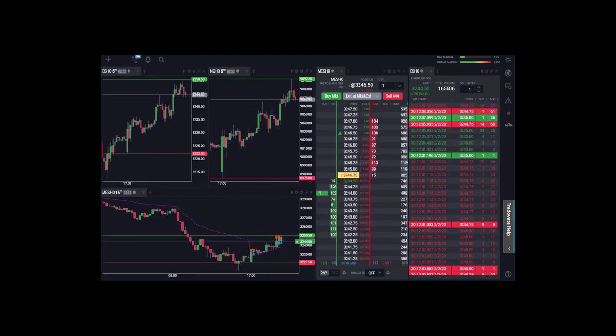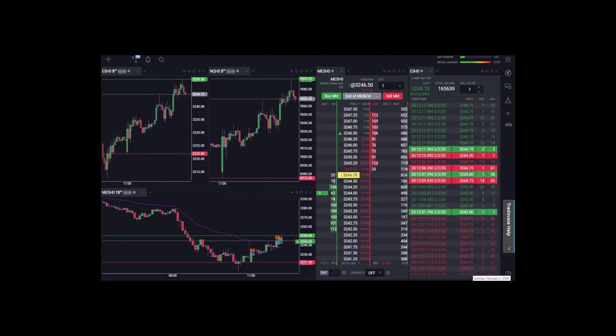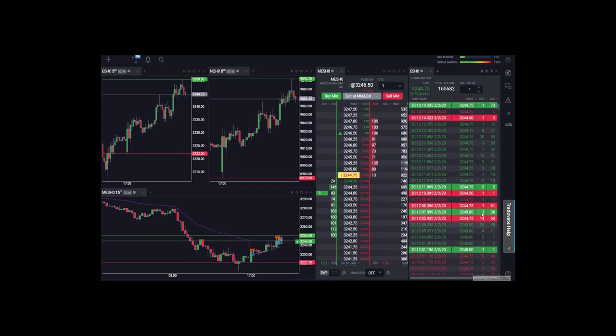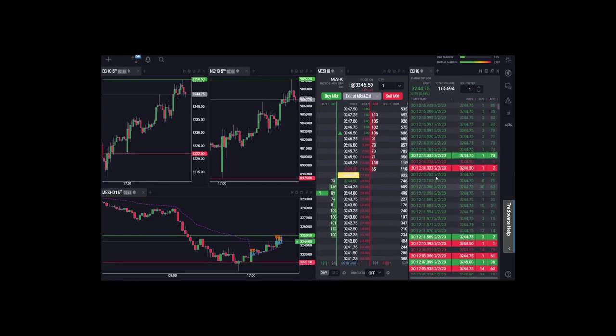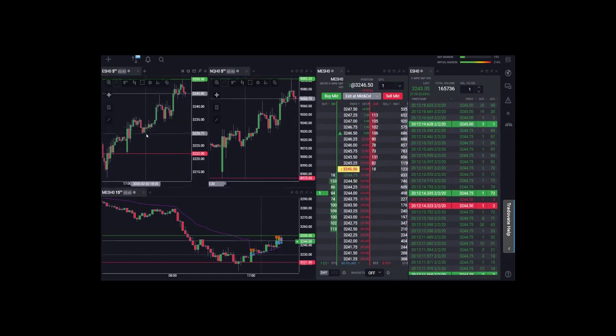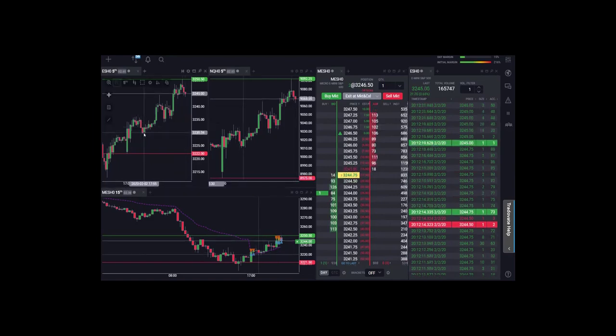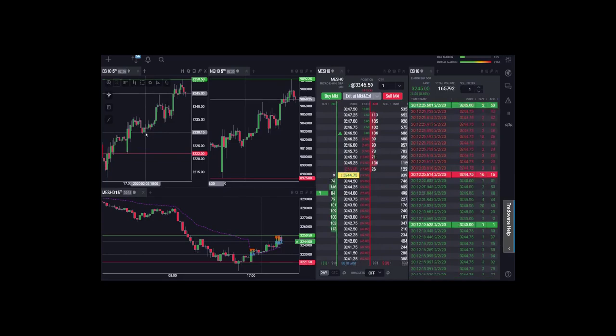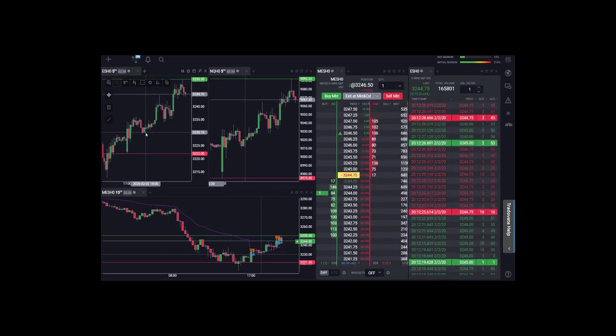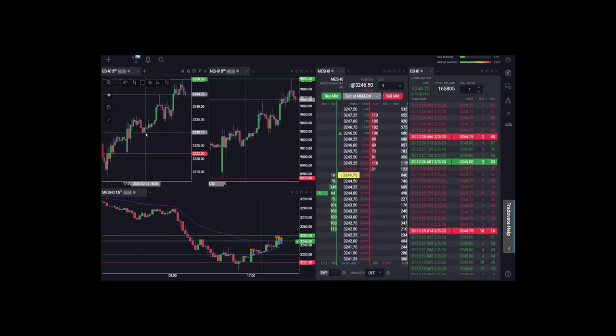So it is 10 after 8 my time, so that's 10 after 9 market time. And these spikes, if we go back and look at the time frame, they match up with when the Asian markets opened up, Tokyo and Hong Kong.